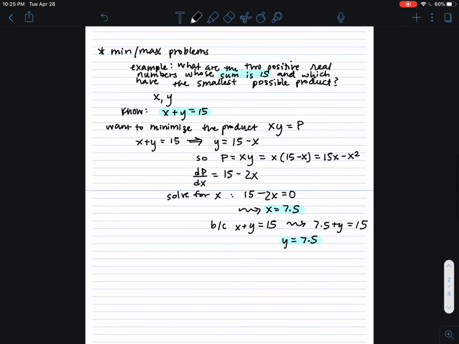So that's a different problem than we've seen before, but it's the same exact application of a max and min problem. So I want you guys to be prepared for using the tools that you have on things that you haven't seen before.